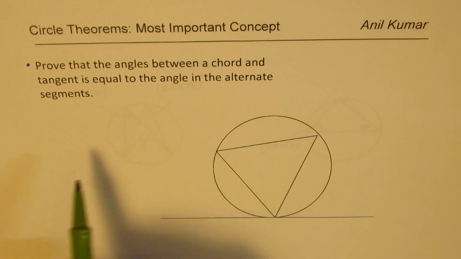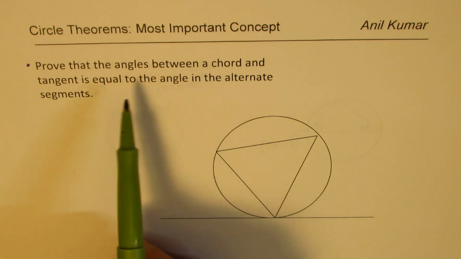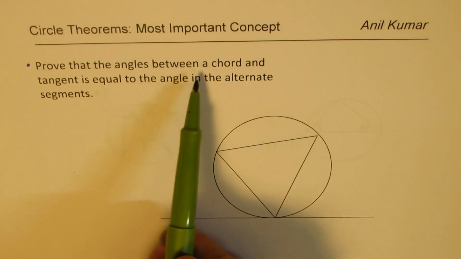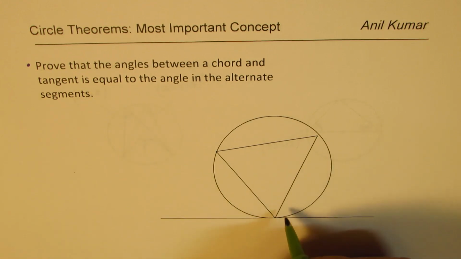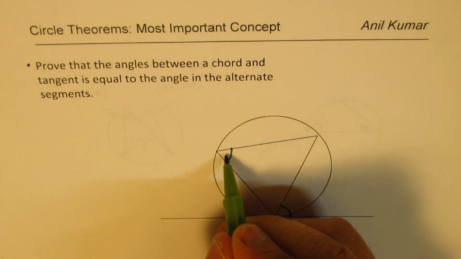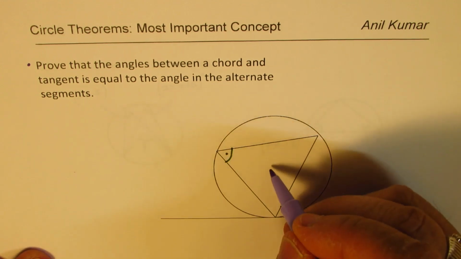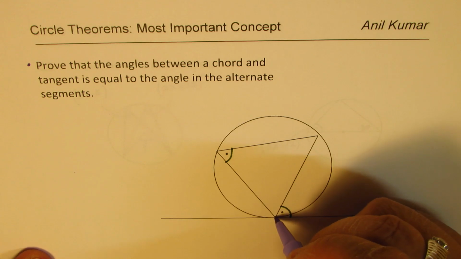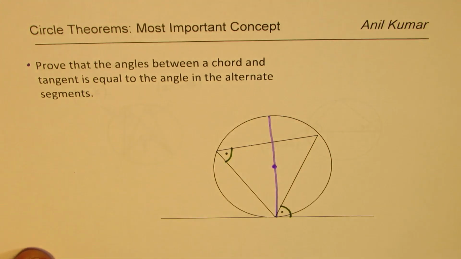The alternate segment theorem states, let me first say the statement which we need to prove. Prove that the angle between a chord and the tangent is equal to the angle in the alternate segment. So we need to prove that this angle is equal to the angle in the alternate segment, this angle, right? So this is what we need to prove. Correct? Now, let us see how to prove it. Well, we'll need some construction to be done here. So what I will do here is, let's say we construct a diagonal from here. Okay. So let's say it goes through the center.